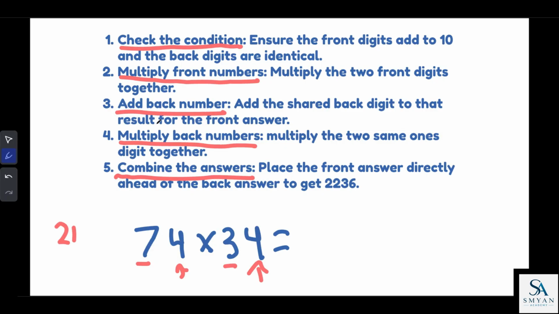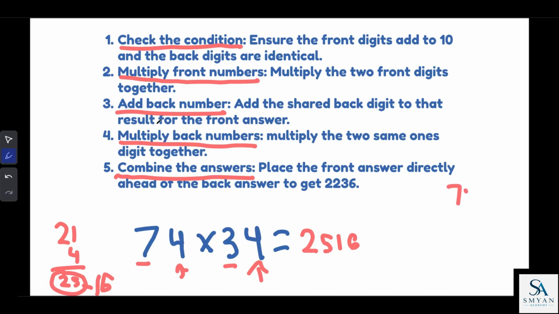And then you add the back number, which is either of these 4s. So we take that 4, add it, and we get 25. So now we multiply the back numbers. We have to keep this one in our head. Just remember that. So now we multiply the back numbers, which is 4 squared, and that's 16. Okay, so now what we do is we combine these two, and we get an answer of 2516.